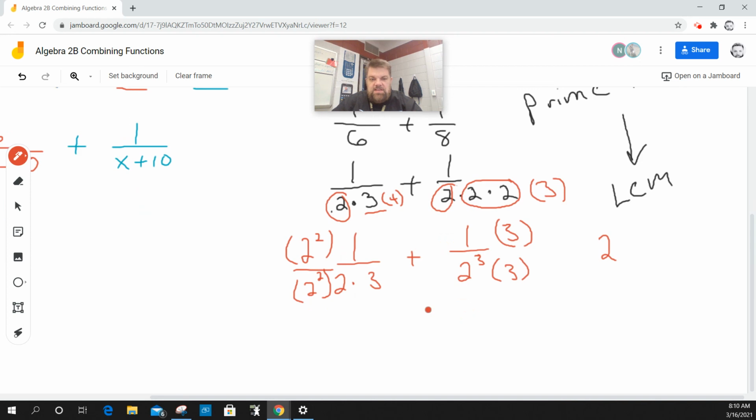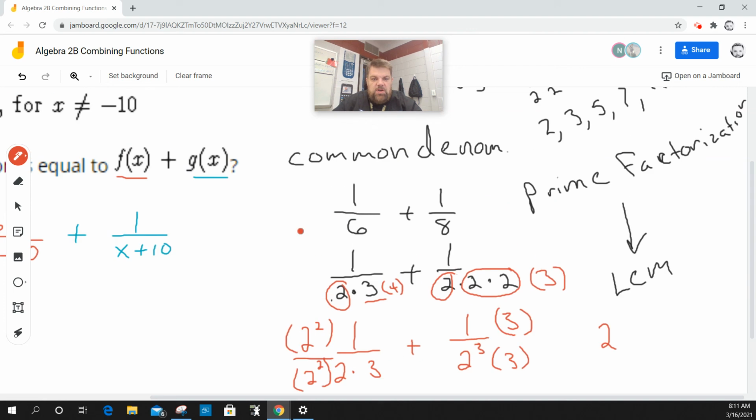Now, when I'm done with this, I'm going to get 4 over 24 plus 3 over 24, which consequently is what you'll get over here, because you would multiply by 2 squared, which is 4. In other words, when you're in elementary school, we teach you to multiply it by the number that makes it 24. And then over here, you would multiply this by the number that makes it 24. And you get the same thing.